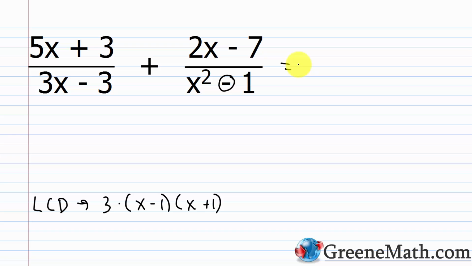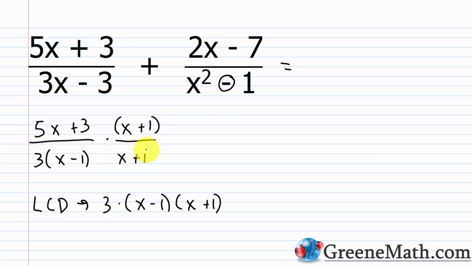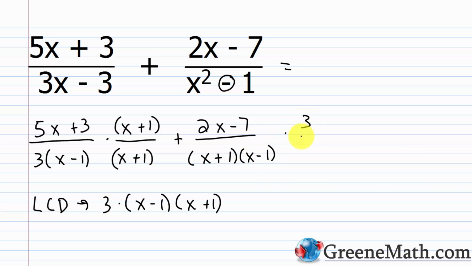So let's go ahead and change each rational expression to an equivalent rational expression where the LCD here is its denominator. So I'll have 5x plus 3 over, I'm going to write this as 3 times the quantity x minus 1. And what I'm missing here is this x plus 1. So I'm going to multiply by x plus 1 over x plus 1. Then plus, over here I have 2x minus 7 over, I have x plus 1 times x minus 1, those two quantities. I'm missing a 3 here, so times 3 over 3.